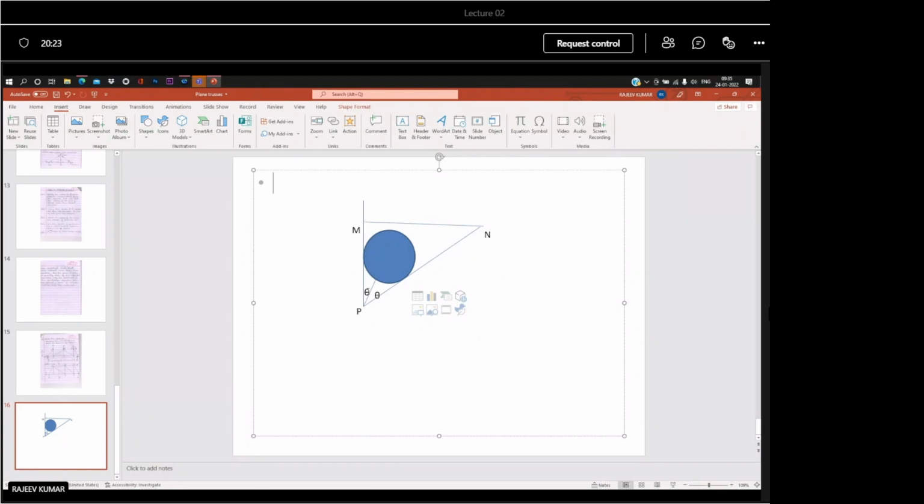Sir, the angle 2 theta is 60 degrees. So you have to find the minimum tension. Yes, sir, calculate the minimum tension.